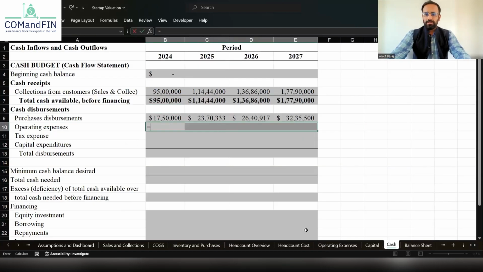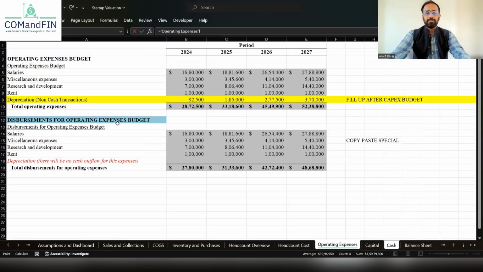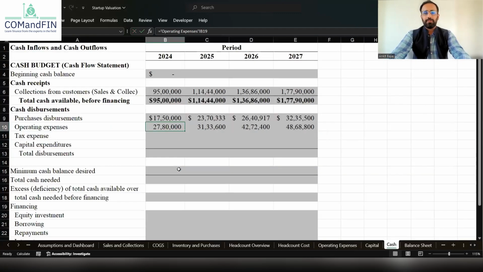We have done detailed discussion on operating expenses also, and here I've highlighted the disbursement for operating expenses budget. So this much amount we have disbursed. Like we have first recorded all the operating expenses like salaries, miscellaneous expenditure, research and development, right? And then we found the total amount of disbursement here. I will press Control Enter here, and I will be able to get the value of total operating expenses which we have paid.